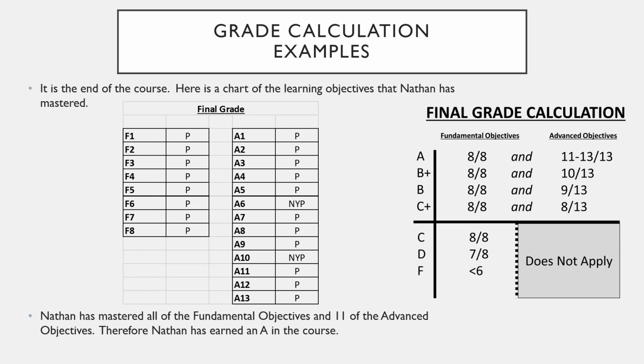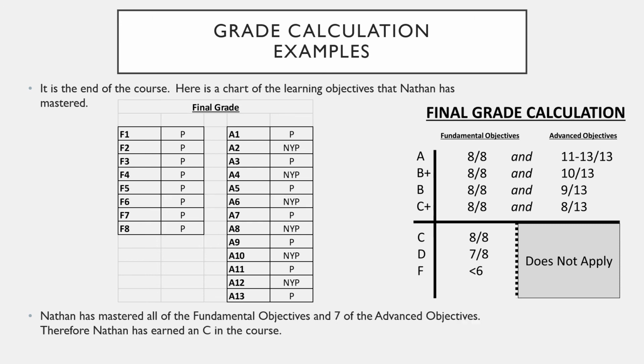Let's look at an example from the end of the course. So now Nathan has gone through the whole course. We have passed all of the fundamental objectives, and he has passed all of the advanced except advanced number 6 and advanced number 10. So since Nathan has mastered and passed the 8 fundamentals and 11 of the 13 advanced, Nathan will receive an A in the course for his final grade.